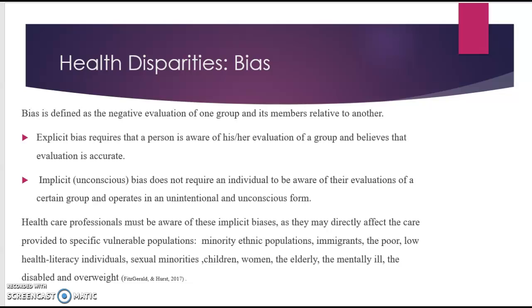A patient should not expect to receive a lower standard of care because of her race, age, or any other relevant characteristic. Bias is defined as a negative evaluation of one group and its members relative to another. Explicit bias requires that a person is aware of his or her evaluation of a group and believes that the evaluation is accurate. Implicit, or unconscious, bias doesn't require an individual to be aware of their evaluation of a certain group and operates in an unintentional or unconscious form.